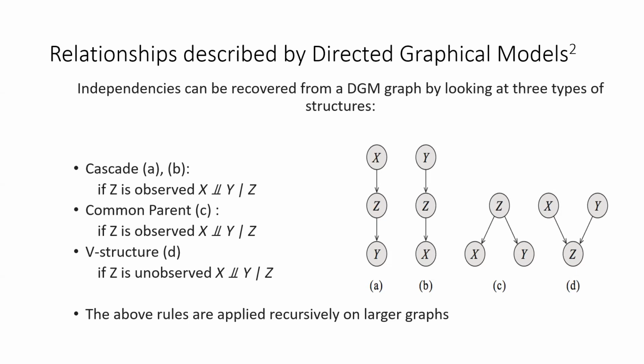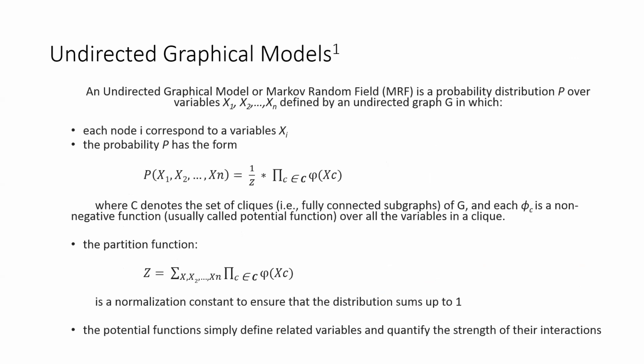Okay. Before continuing on the undirected graphical models, any questions on the Bayesian networks?